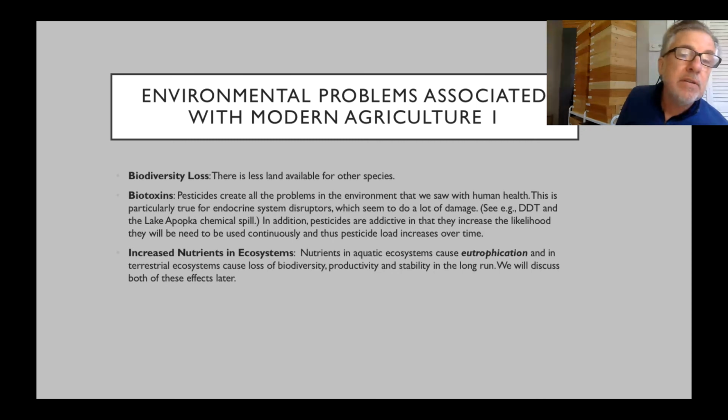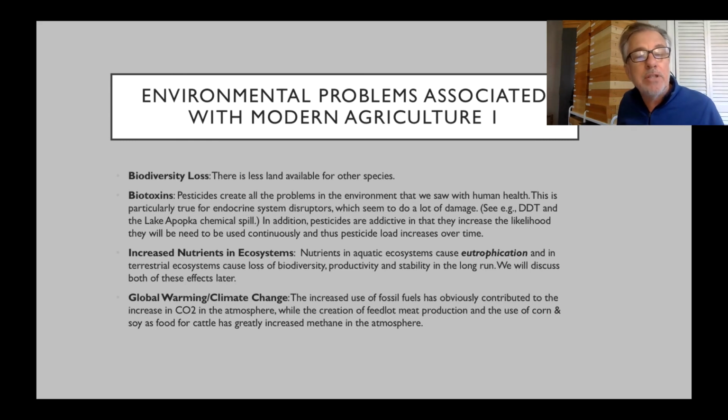The next effect of modern agriculture is increased nutrients in ecosystems. And we are going to study this in more detail later on in this unit. Two problems are eutrophication, which is what happens when nutrients get into aquatic ecosystems. And in terrestrial ecosystems, you get a loss of biodiversity and a loss of productivity and a loss of stability in the long run. And as I said, we will come back to this later.